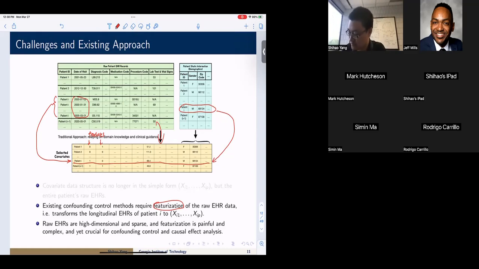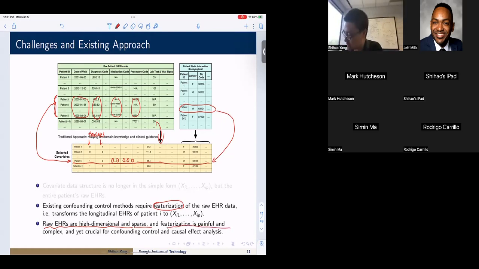So the raw EHRs are high dimensional, right? Think about a tall table, all of this. And sparse, even if we're looking at the medication code, the procedure code, the diagnosis code. Those dictionaries are very, very long. But what actually appears for this particular patient can be very small. So you could have a lot of zeros in your feature space, because for those particular conditions, this patient doesn't have them, right?